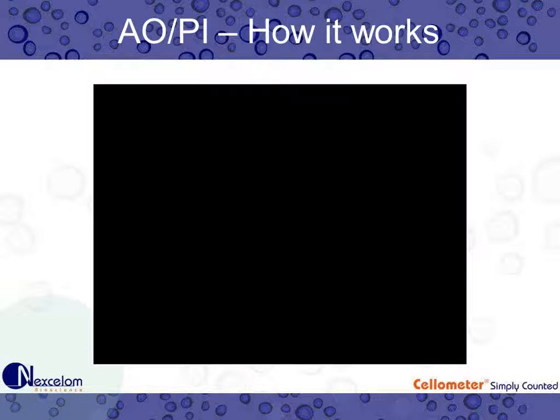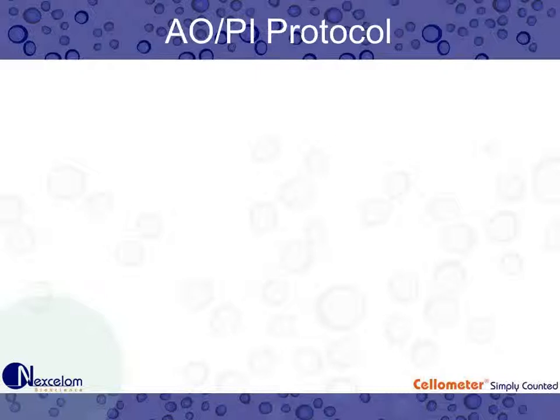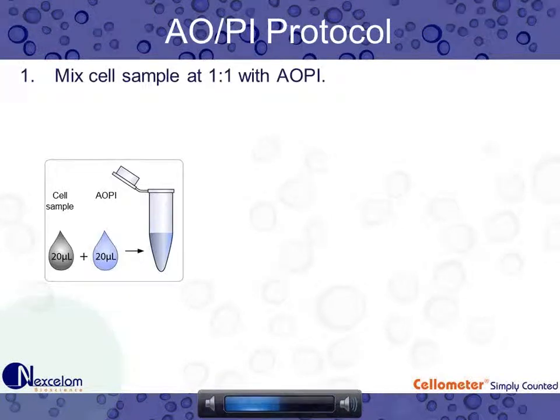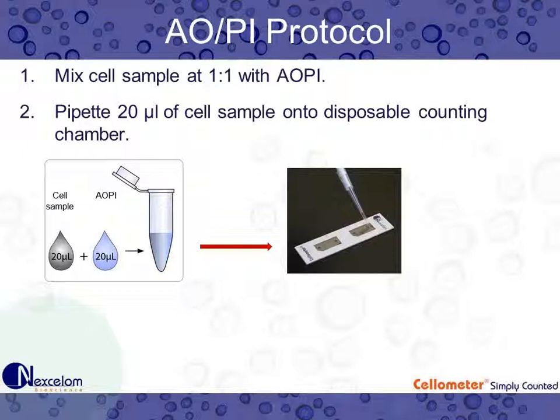Great. So I hope this gives you a little bit of a better understanding specifically of how the AOPI assay works. Our typical protocol, as was alluded to in the video, is we take 20 microliters of the cell sample, which is really a small amount. We mix it 1:1, 20 microliters, with acridine orange or propidium iodide in the tube. And there is no staining or incubation period. It's virtually instantaneous. You pipette the 20 microliters of your sample directly into the disposable counting chamber.